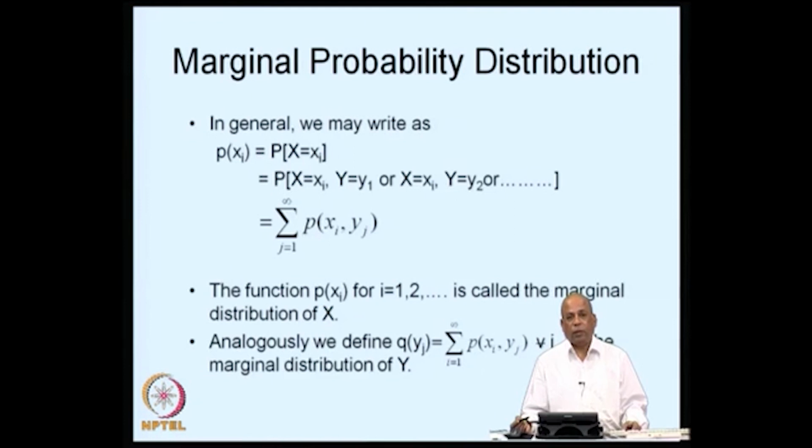Now, the function p of x i for i is equal to 1, 2, etcetera is called the marginal distribution of x. Analogously, we also define the marginal distribution of y, which is simply q of y j is equal to the sum over all possible values of x of p of x i comma y j. So, to obtain the marginal distribution of x, you sum over all possible values of y; for the marginal distribution of y, you sum over all possible values of x.